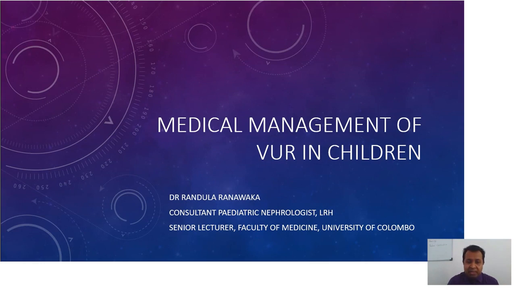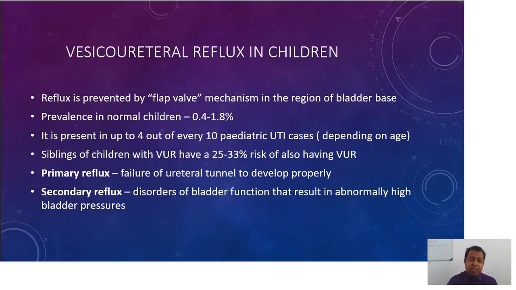Today, the topic that I have selected is the medical management of vesicoureteric reflux in children. Why this topic is important is that children with recurrent urinary tract infections, which is one of the commonest bacterial infections in early childhood, most often have vesicoureteric reflux as the main underlying structural abnormality causing these recurrences. It is the commonest underlying structural abnormality causing recurrent urinary tract infection in children.